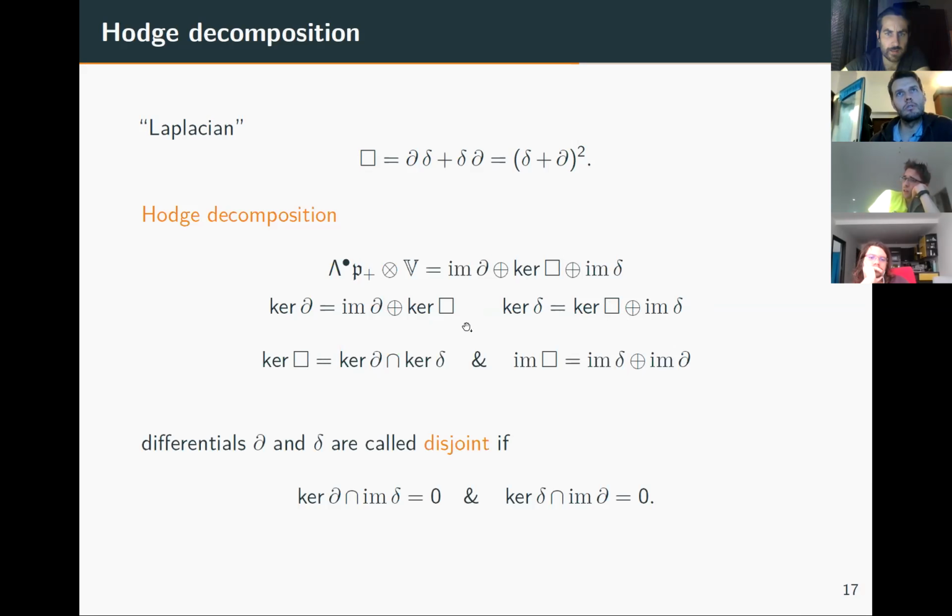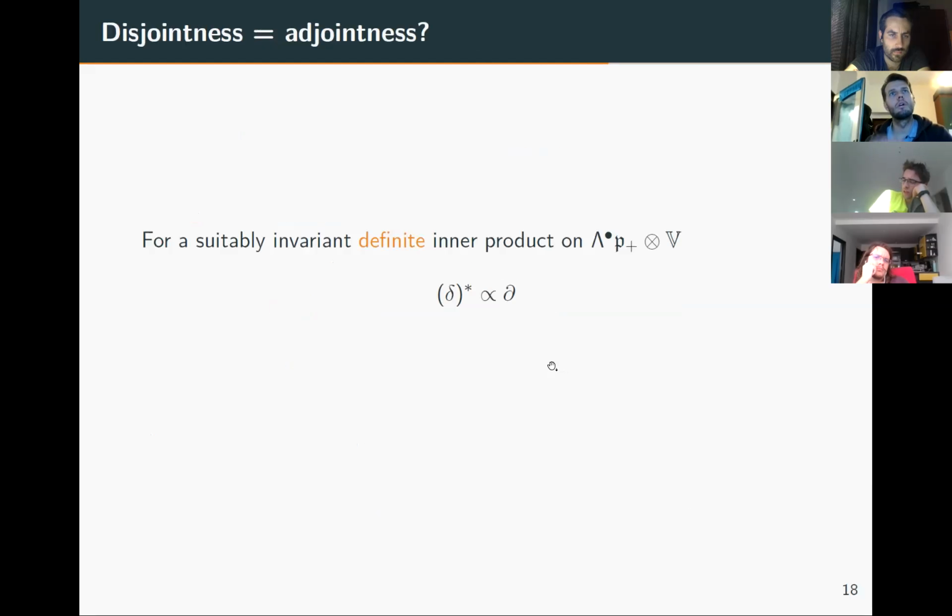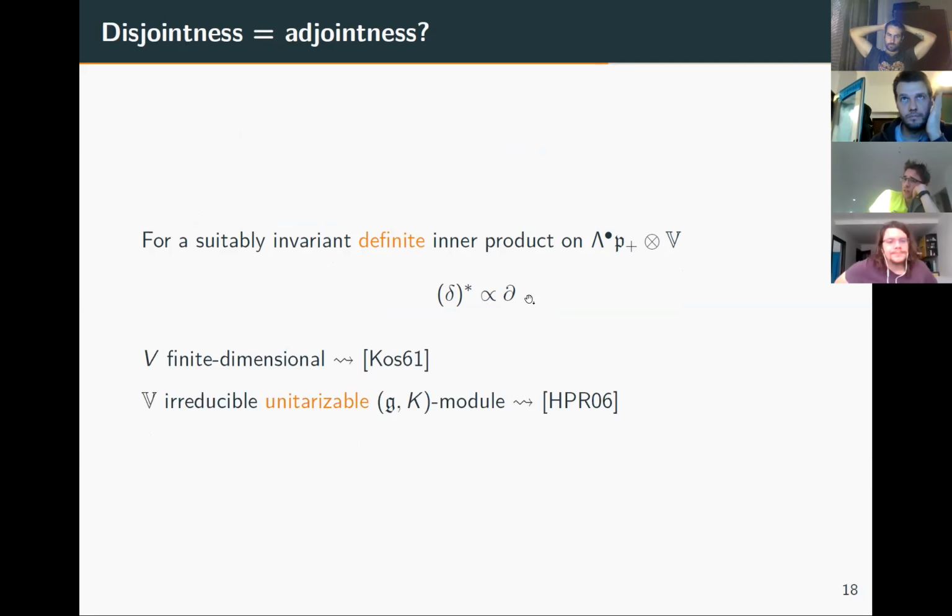And this decomposition works whenever these two operators are disjoint, meaning that the intersection of their kernel and image is trivial. So if you manage to find some good positive definite or negative definite inner product on your chain space, and it's invariant, then you actually have that these two differentials are adjoint to each other, maybe up to some constant. So this was done.